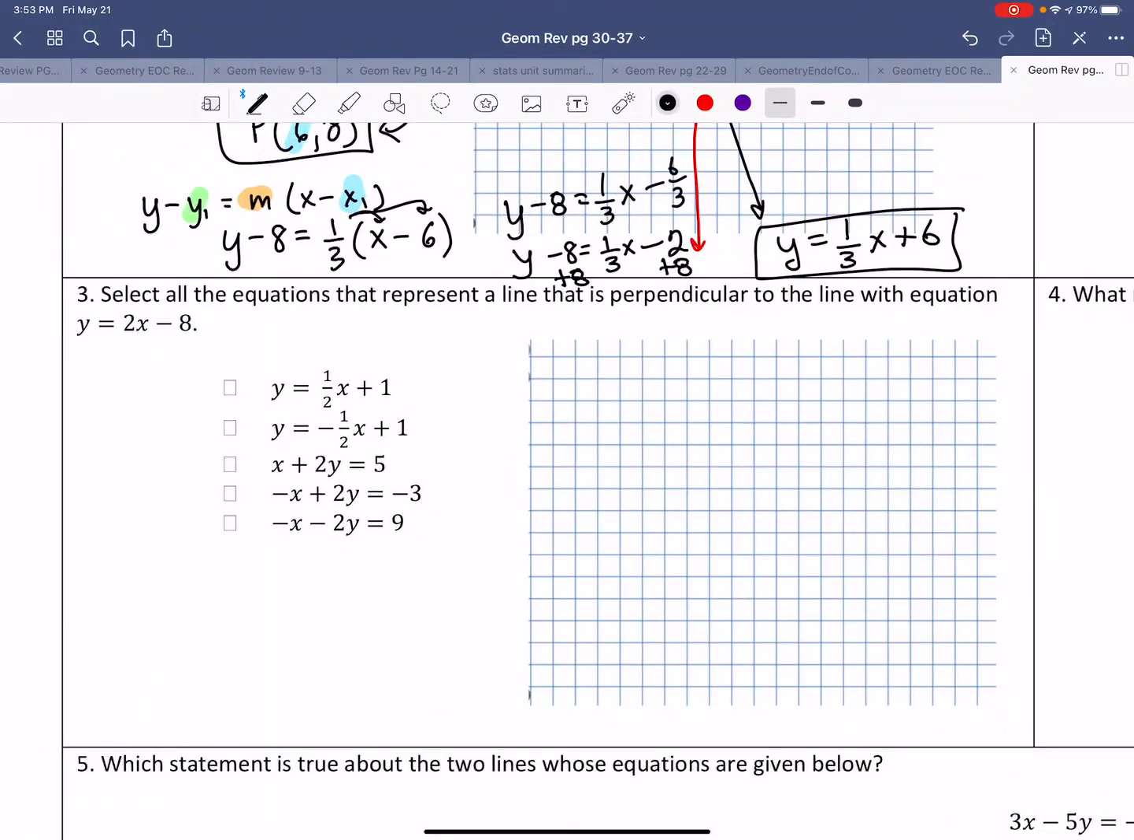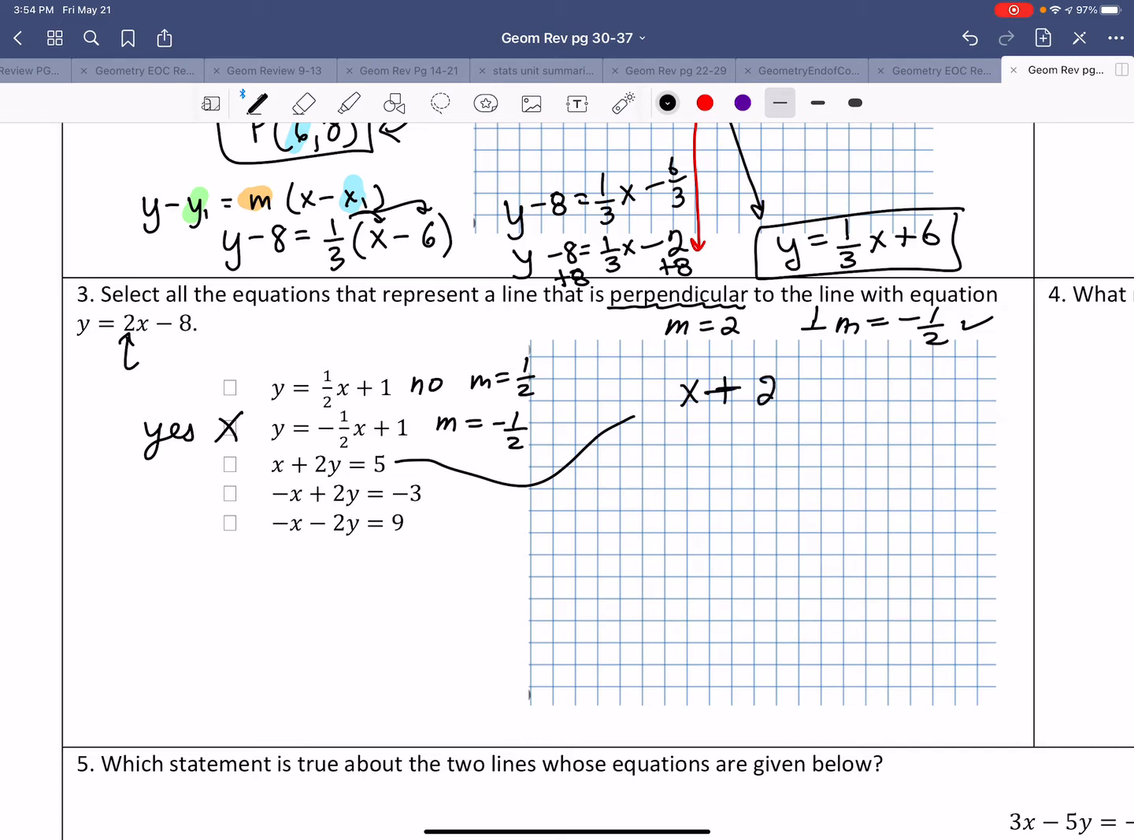Question 3, select all the equations that represent a line that's perpendicular. So that means whatever the slope is, well, it looks like the slope is 2, then the perpendicular slope would be negative 1/2, opposite reciprocals. So this is going to be a no because the slope is 1/2. This is going to be a yes because the slope is negative 1/2. We like that, right? Here we're going to have to do some algebra. So if we subtract x on both sides and divide by 2, I do get a slope of 1/2. So I'm going to say yes.